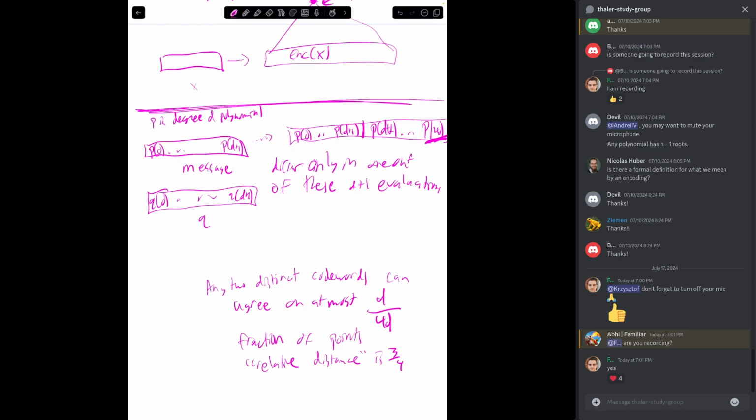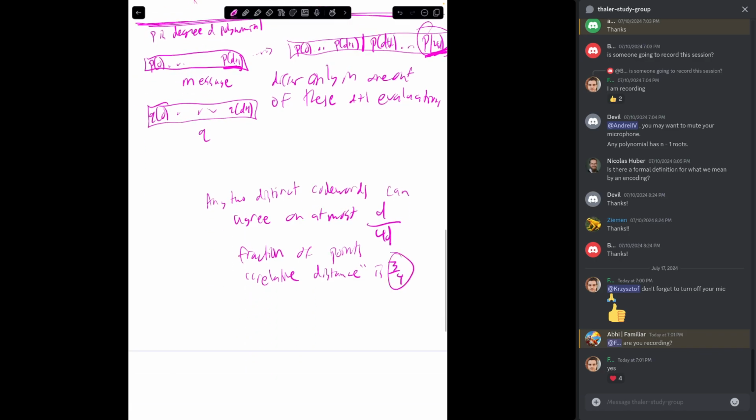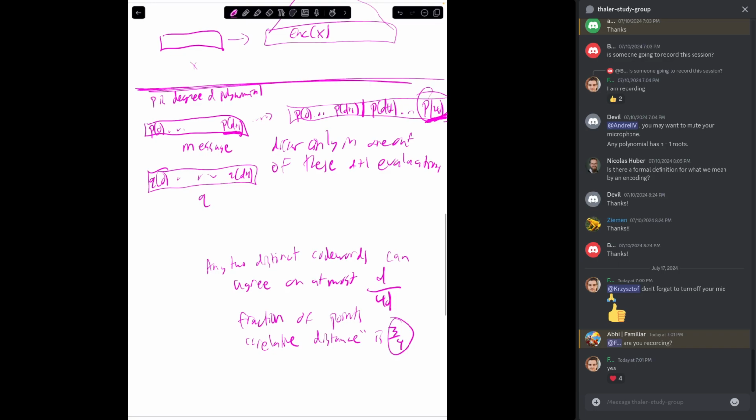They can agree on. So if you don't have any redundancy there, the distance is terrible. That's what's going on. If you add enough redundancy, you get pretty good distance. And that's what distance amplification means. Was that a clear response?